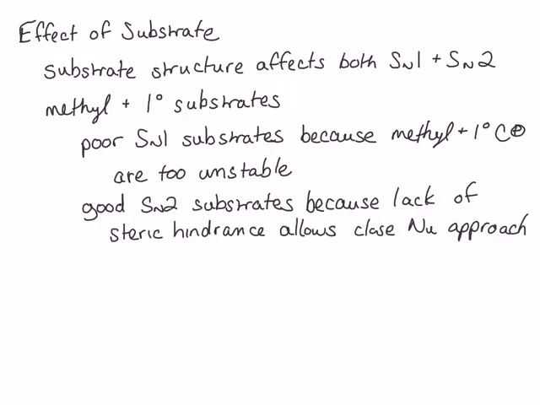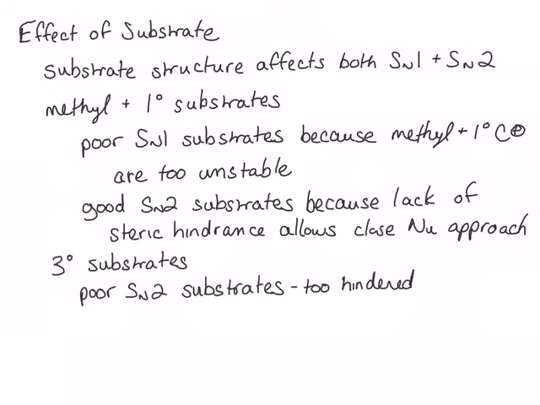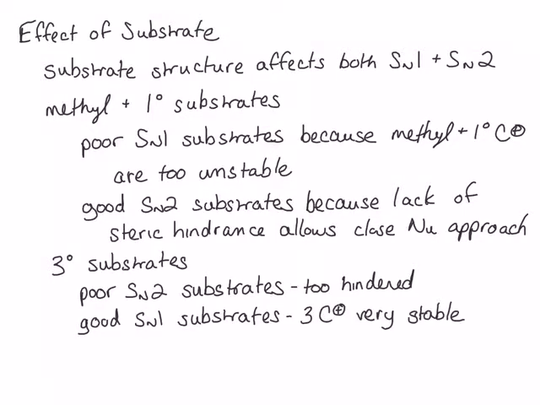On the other side of the spectrum, tertiary substrates are too hindered for SN2 reactions. The steric hindrance around the electrophilic carbon attached to the leaving group slows the approach of the nucleophile, slowing the rate of the SN2 reaction. Tertiary substrates make good SN1 substrates, however. This is because the tertiary carbocation that is formed is very stable and therefore forms very quickly, speeding up the rate of the SN1 reaction with tertiary substrates. Secondary substrates are in between. These substrates can go SN1 or SN2 depending on the other factors in the reaction, the solvent and the nucleophile.